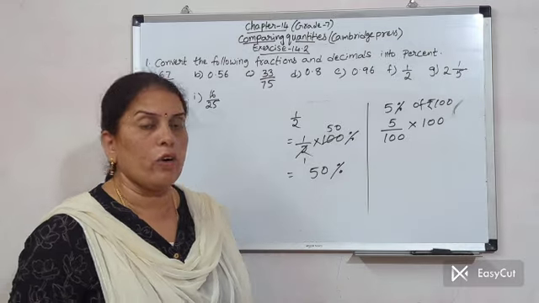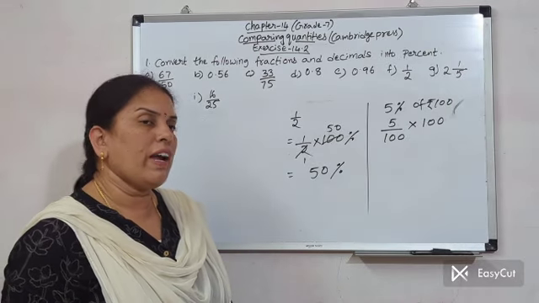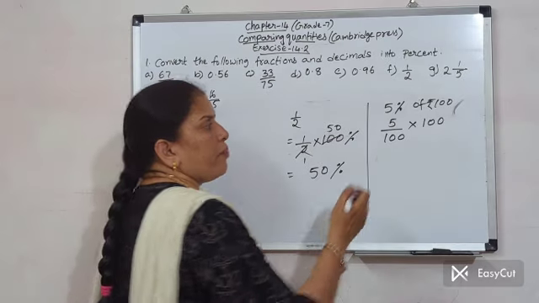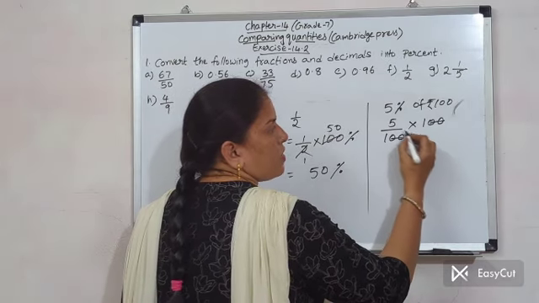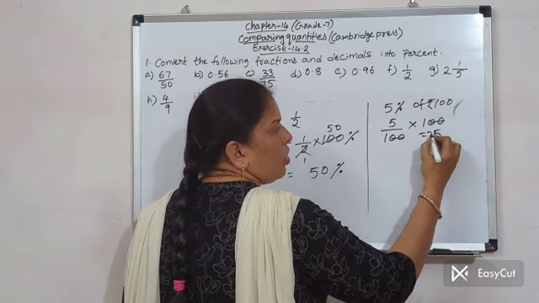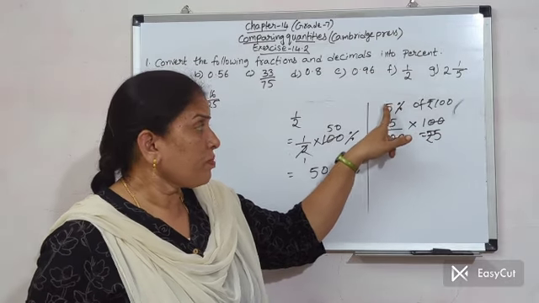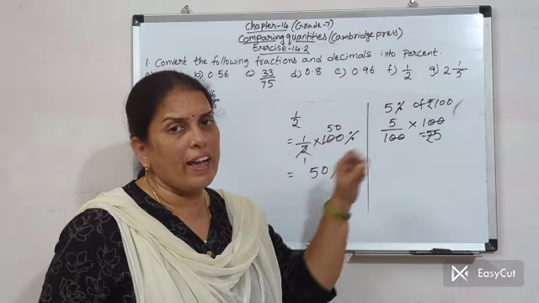So I wrote 100. Don't write unit marks. While you are calculating you should not write any units. At last you can write. Okay. 2 zeros cancel. So 5 ones are 5. So in 100 rupees, what is 5%? 5% is equal to 5 rupees.